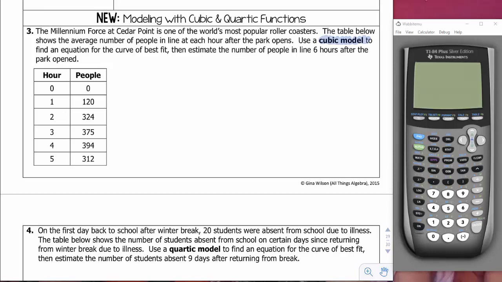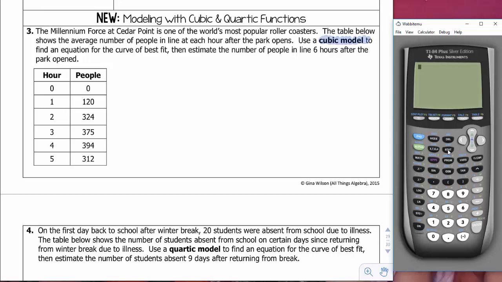This represents the number of people in line for a roller coaster. The Millennium Force at Cedar Point is one of the world's most popular roller coasters, and the table below shows the average number of people in line at each hour after the park opens. We're going to take this data and input it into our calculator. They're asking us to use a cubic model to find an equation to give you that curve of best fit. To start, we need to take this data and enter it into our calculator.